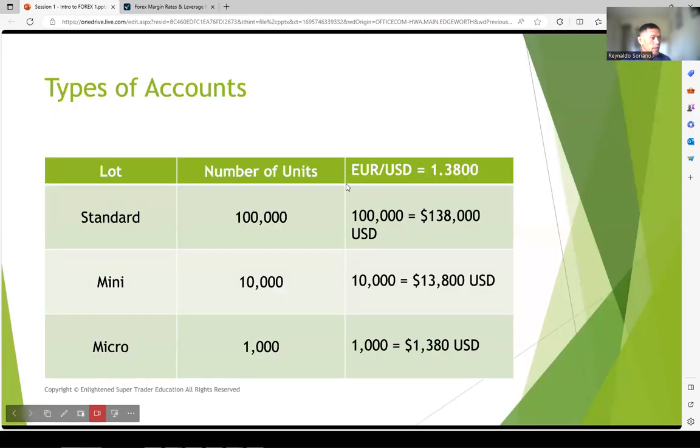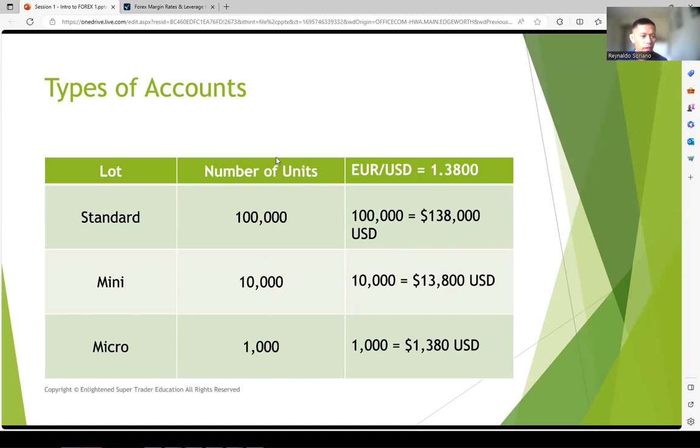Okay. Types of accounts. There is what we call a standard lot, a mini lot, a micro lot. A standard lot is simply based on the number of units, 100,000. That is what we call it when you want to buy 100,000 units of the Euro US dollar, for example, then you're buying one standard lot. If there's no leverage, 100,000 equates to 138,000 if the current price of the Euro US dollar is 1.38. Mini lot, on the other hand, you can buy 10,000 units of it. If there's no leveraging, then you're using $13,800 of your own money. Micro is 1,000 units, which equates to 1,380.